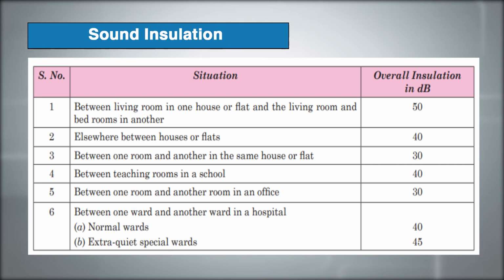If between teaching rooms in a school, then overall insulation would be 40 decibel. If between one ward and another ward in a hospital, if it is a normal ward, then overall insulation would be 40 decibel. If it is an extra quiet special ward, then overall insulation would be 45 decibel.